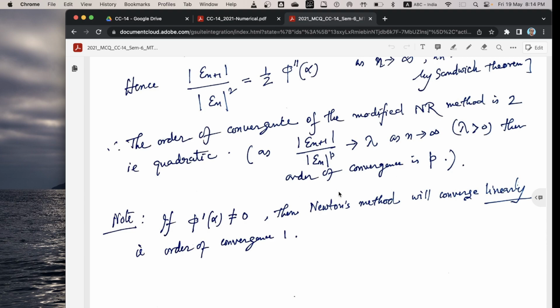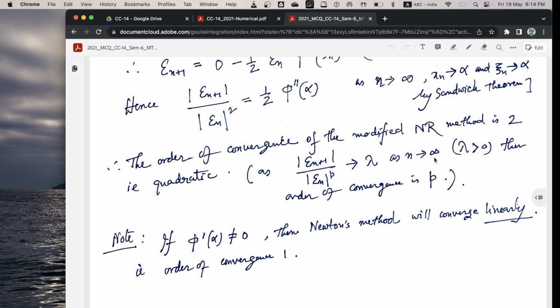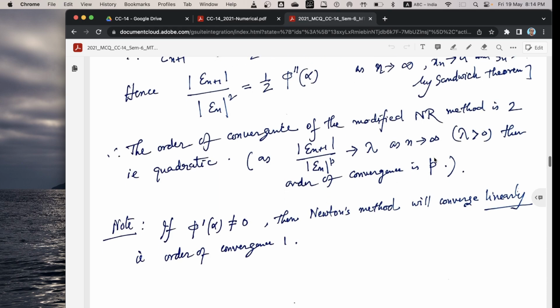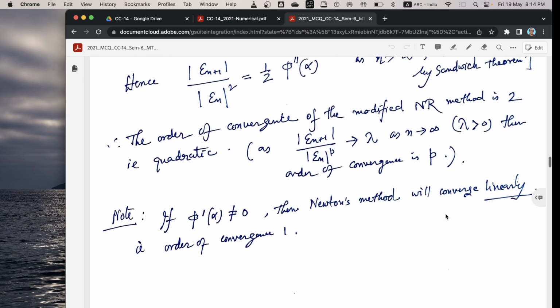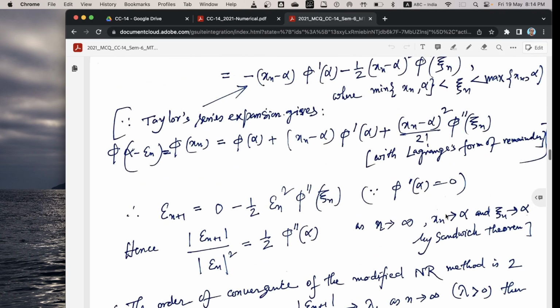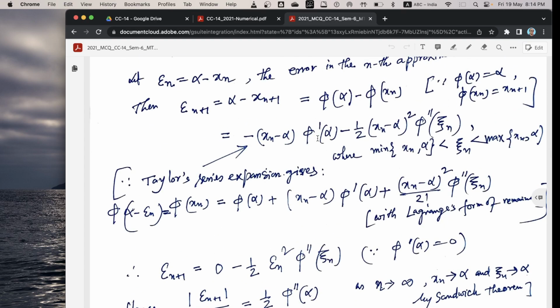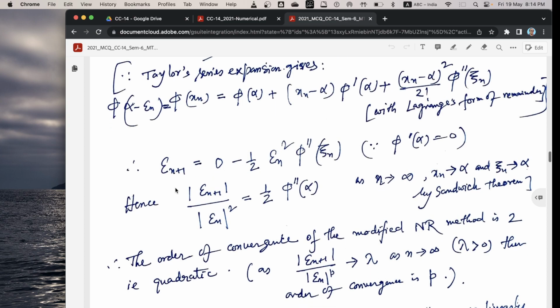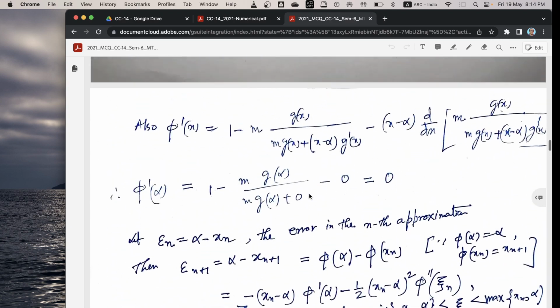That is quadratic, because the definition of order of convergence is: modulus of epsilon(n+1) by modulus of epsilon n to the power p tends to lambda, the asymptotic error constant, as n tends to infinity, where lambda is greater than 0, and the order of convergence is p. So here the order of convergence is 2, quadratic. If phi dash alpha is not equal to 0, then Newton's method will converge linearly, that is order of convergence 1. From this expression, if phi dash alpha is not equal to 0, then we get this result. Next question.